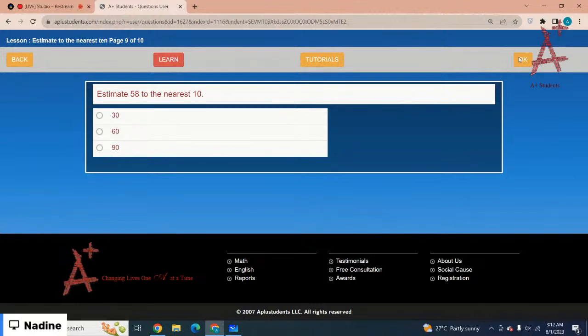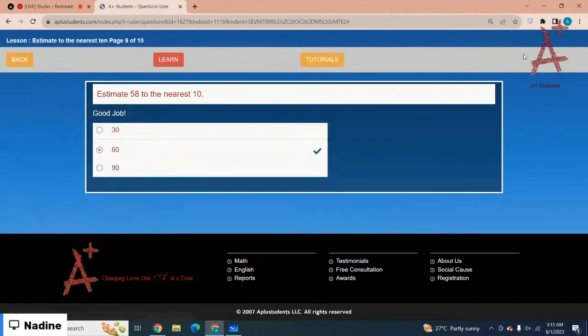Estimate 58 to the nearest 10, which is the correct option? 58 is rounded, estimated to 60 because 58 is just two numbers away from 60.